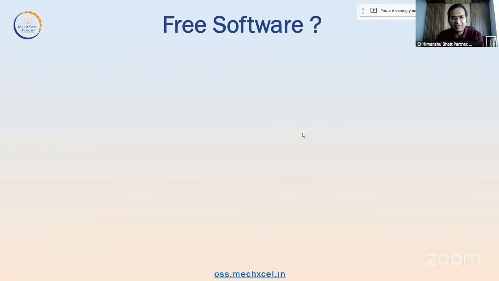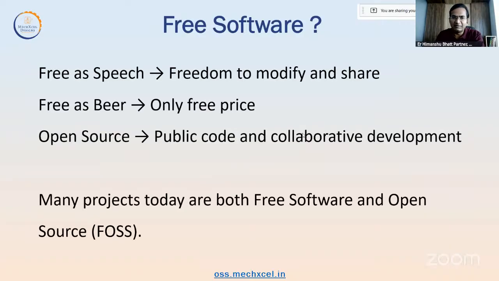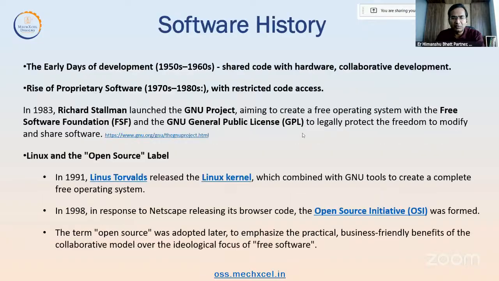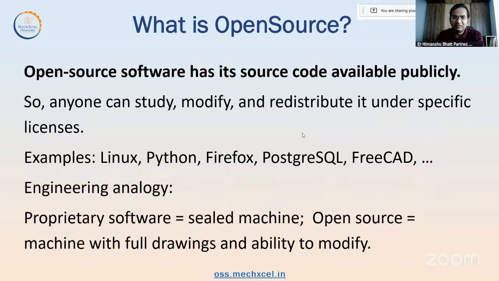So with this, let us start and understand, before going into Scilab, what is open source. When we talk about open source software, that is software whose source code is available publicly so that anyone can study, modify, and redistribute it under specific licenses. Here, the biggest benefit is that you are not locked in with any software developer for any of the tools. Examples of such open source tools are the Linux operating system, the Python programming language that most are aware of today, the Firefox browser, PostgreSQL, FreeCAD, etc.